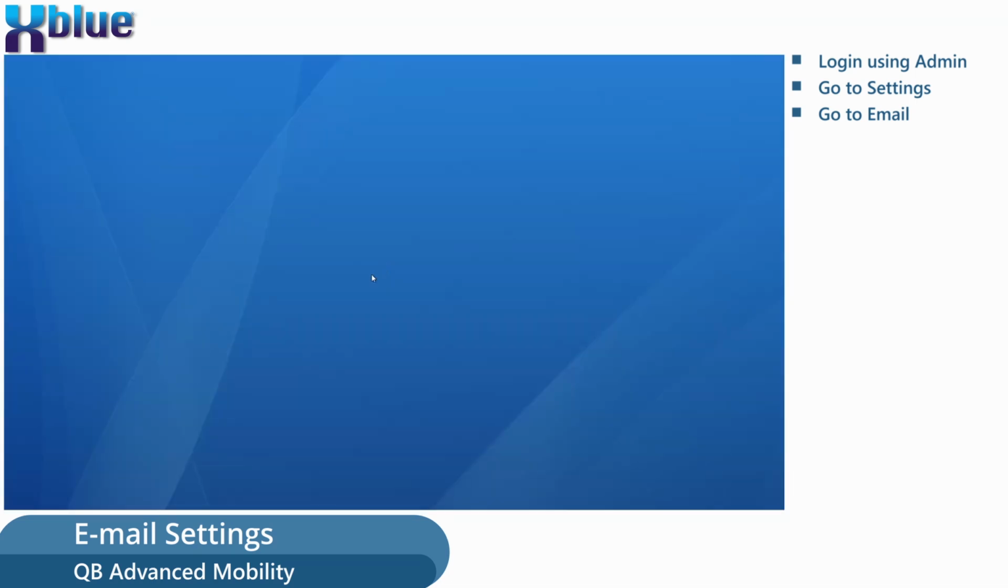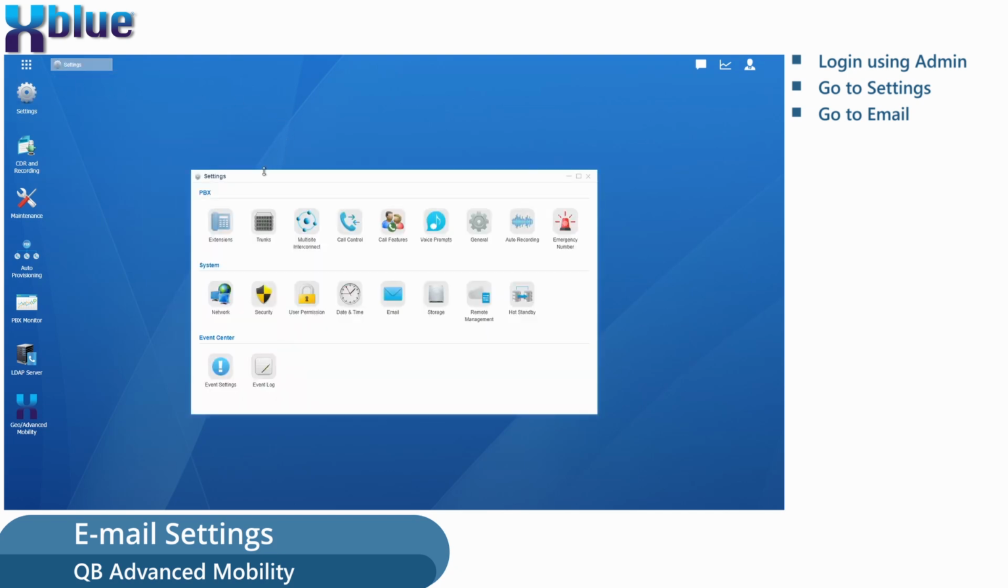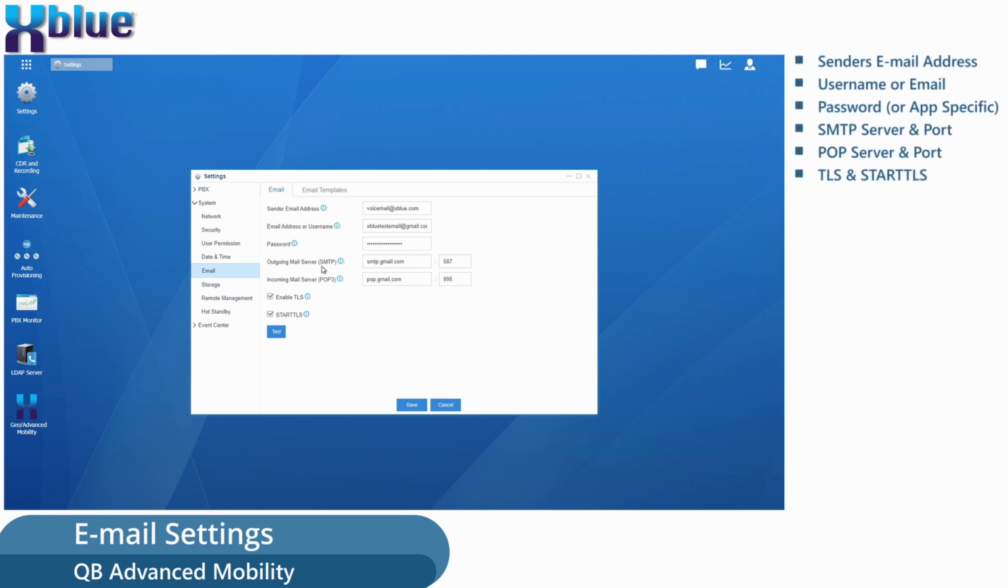First, let's log into the QB server and navigate to Settings. Then Email. Here you will configure your SMTP and POP email server settings. Please refer to your email service provider when setting this up.